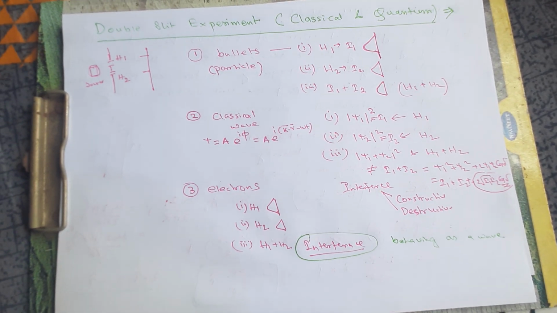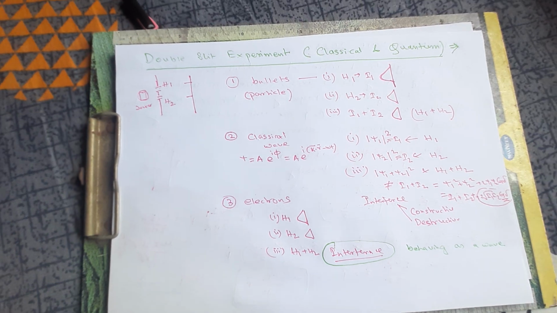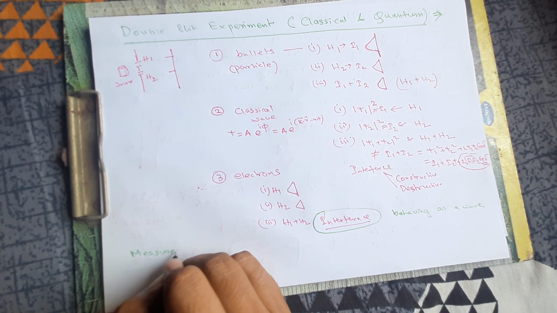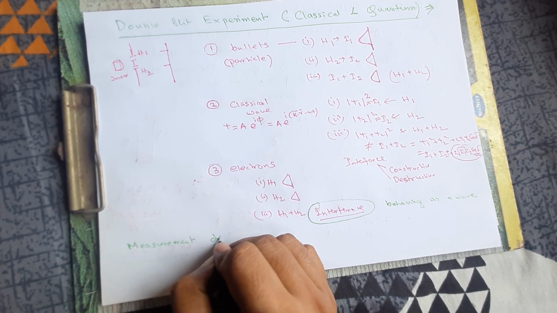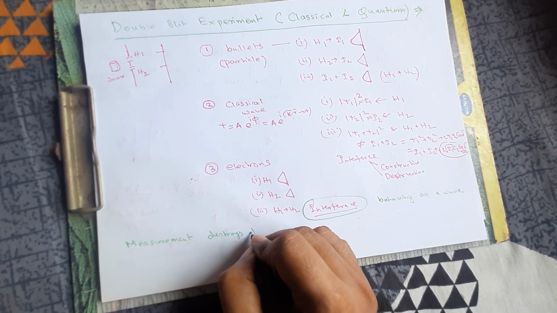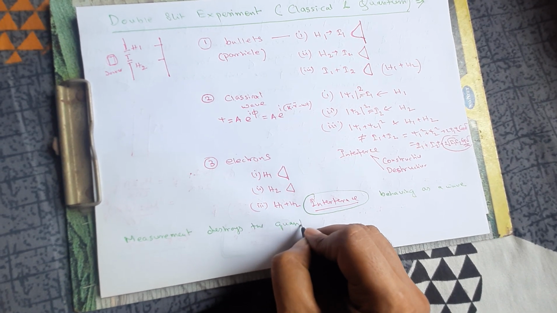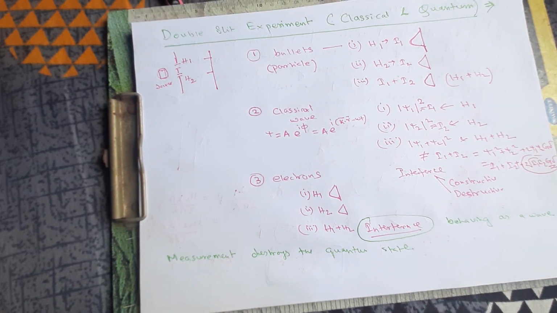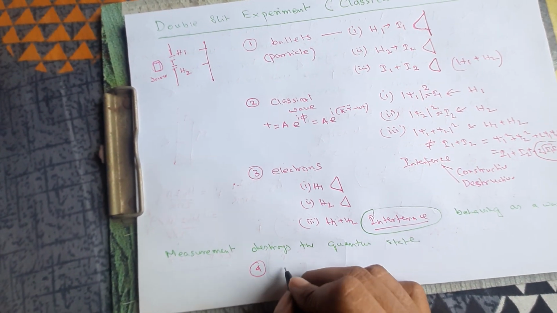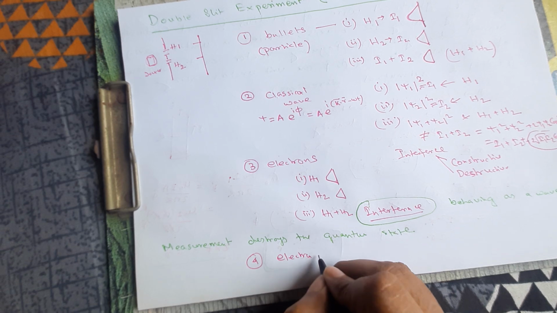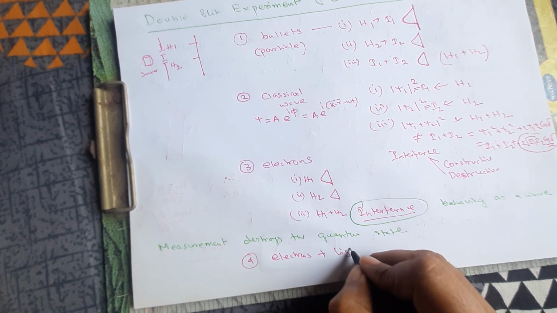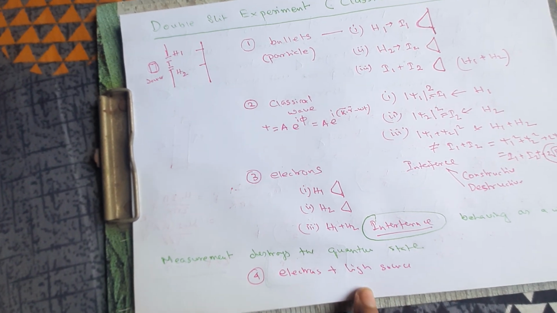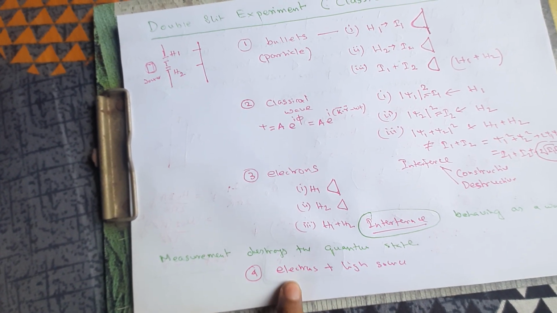So one interesting thing to notice here, one thing in quantum mechanics we know, is that measurement destroys the quantum state. So in the fourth case, we will do the same experiment, but with a light source, keeping it behind the wall, which will help us to observe the electrons.